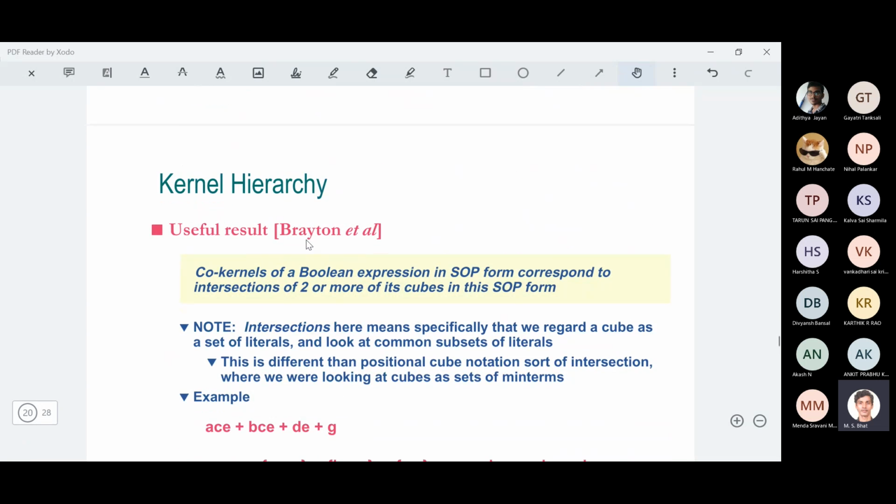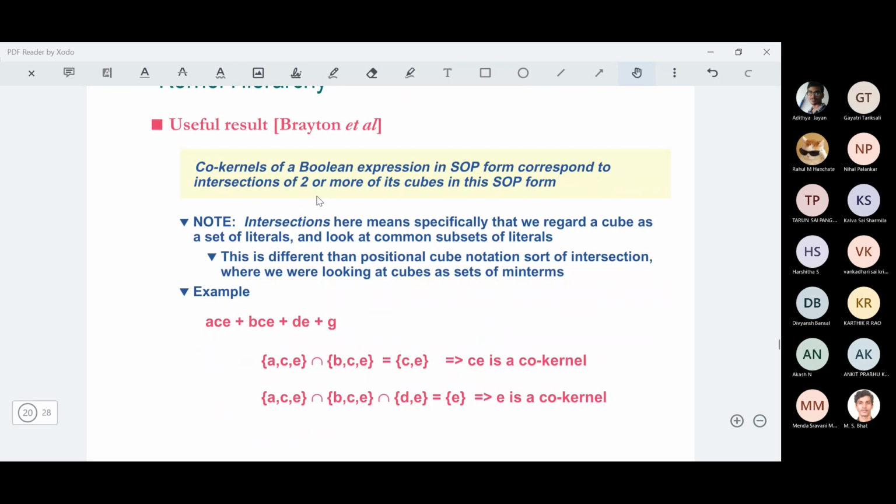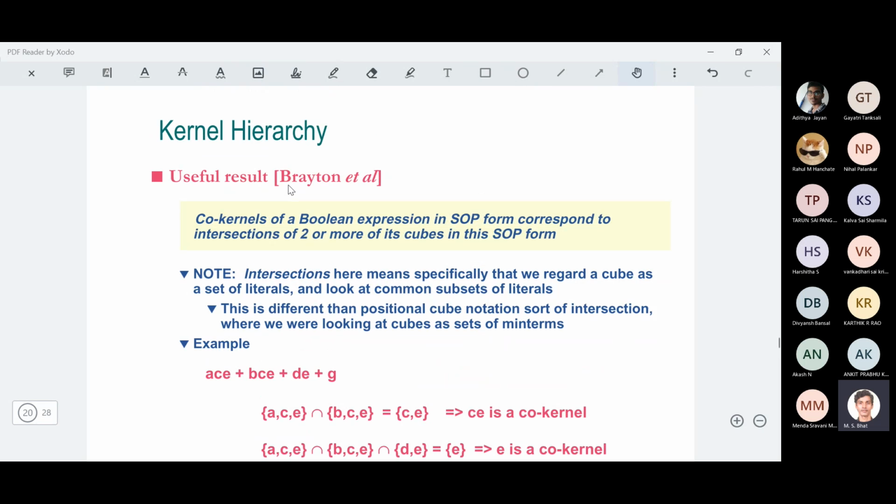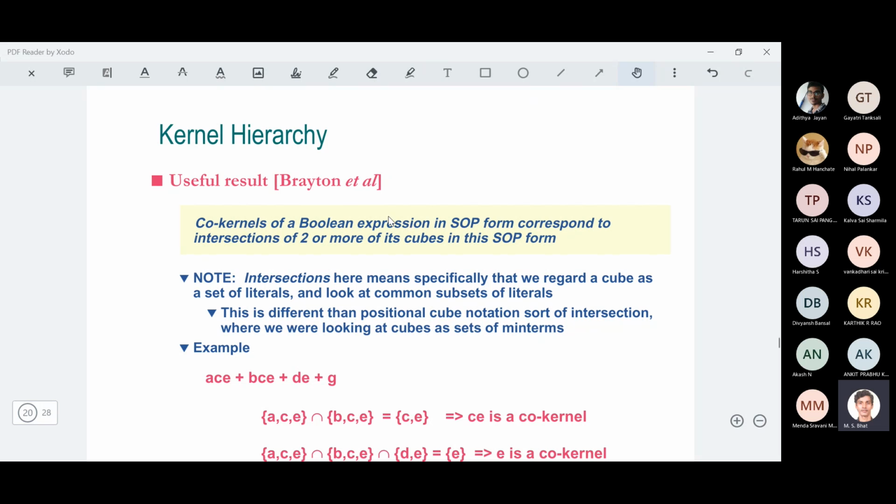So what we can do is a much easier thing. There is another theorem by Brayton. What it says is that co-kernels of a Boolean expression in sum of product form correspond to the intersection of 2 or more of its cubes in this sum of product form.